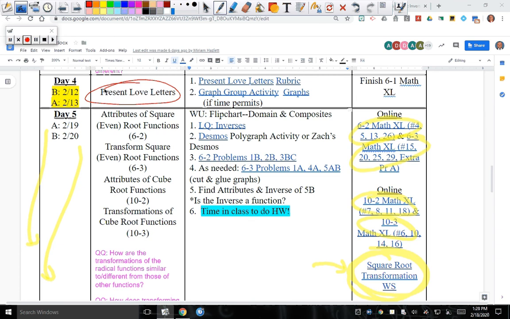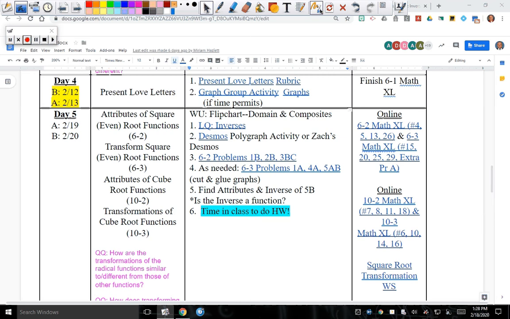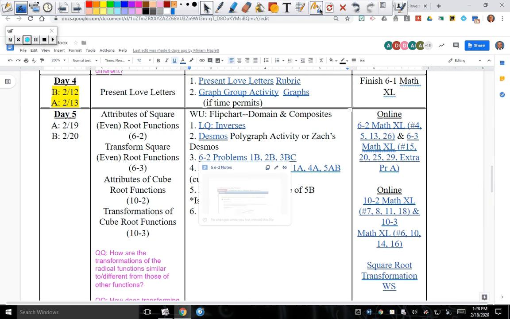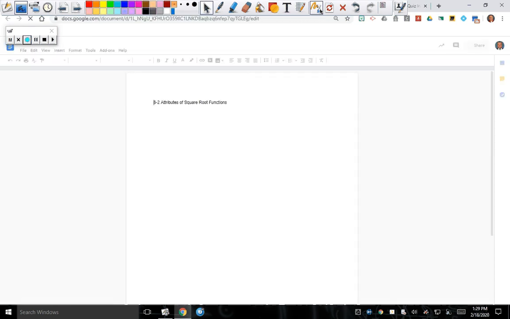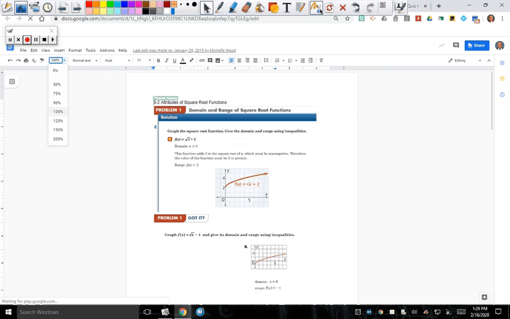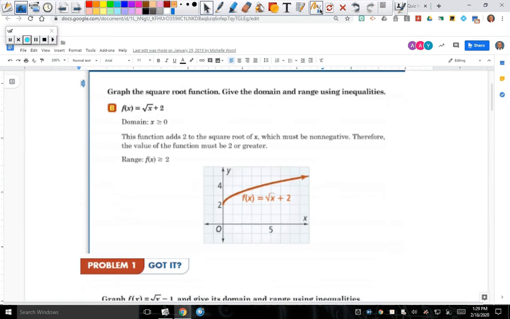So now we're going to do 6.2, and we're going to do 6.3, and we're going to look at attributes of transformations and whatnot. Okay, so let's go ahead and go to that right now. All right, so this one right here. Anyone, if I told you this was my function given, where did that come from? What's the parent function that came from?